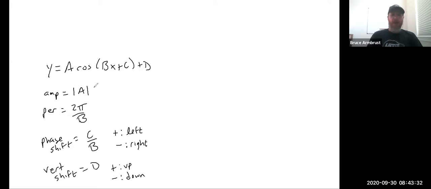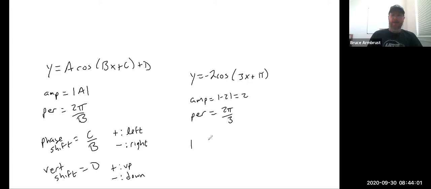So being equipped with this makes it so that when we have a specific problem, like the one that was on the quiz, which was a -2 cosine of 3x plus pi, right? So here you go. So your amplitude, absolute value of -2, which is 2. Your period is 2 pi over b. Well, the b is 3, so it's 2 pi over 3. And then the phase shift is going to be pi over 3.